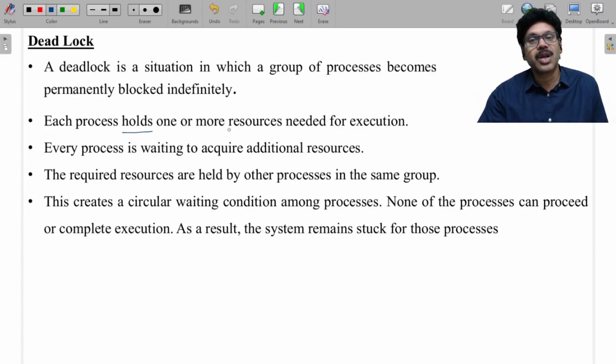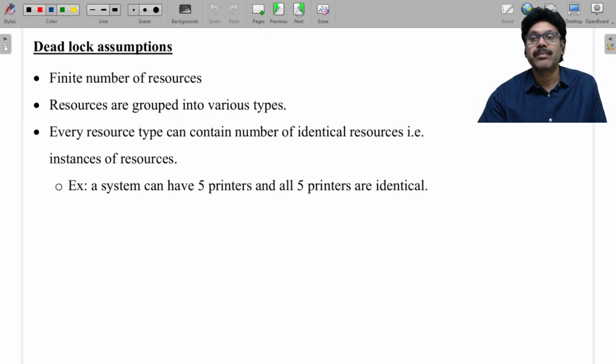Each process holds one or more resources needed for execution. Every process is waiting to acquire other particular resources, and this is never possible, which leads to permanent blockage. This permanent blockage is a concept called deadlock. So none of the processes can proceed further, because the other process needs whatever resource you hold.